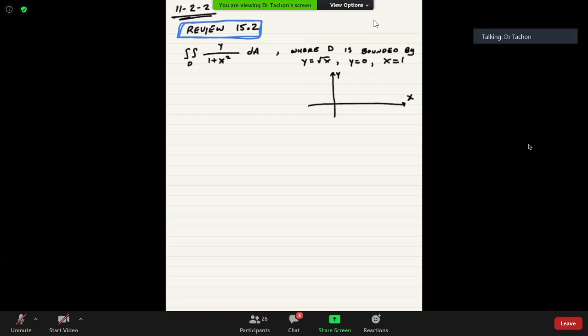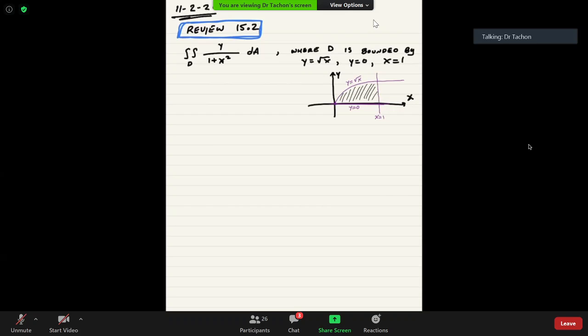What do we have for our curves here? We have y equals radical x, which looks like this. Y equals 0 is going to be the x-axis. X equals 1 is a vertical line over here. And this is y equals radical x. So this is our base right here.